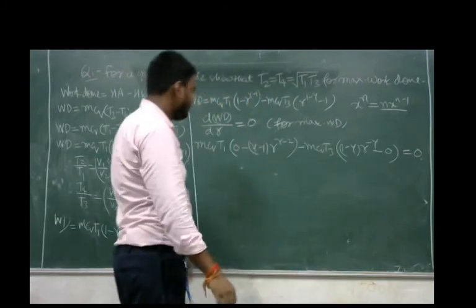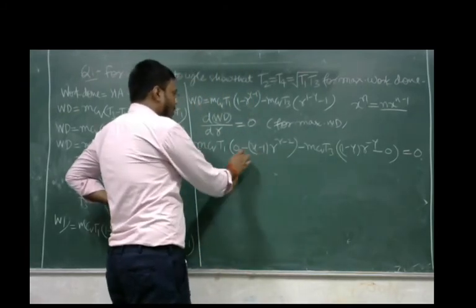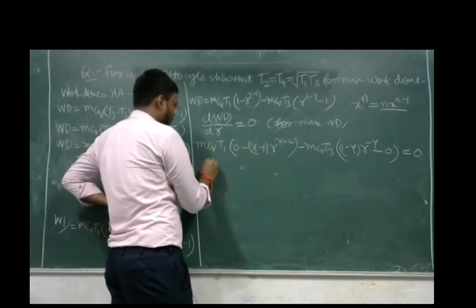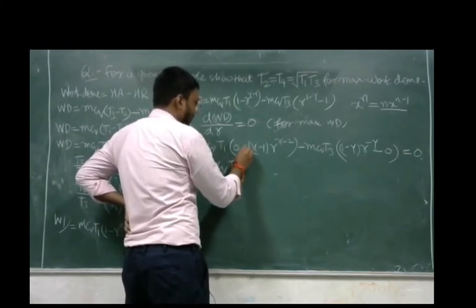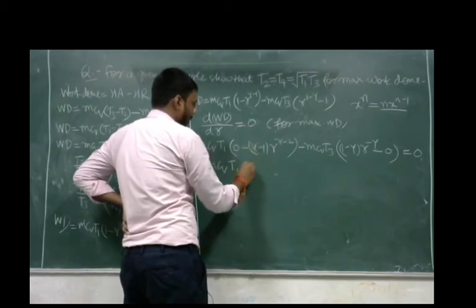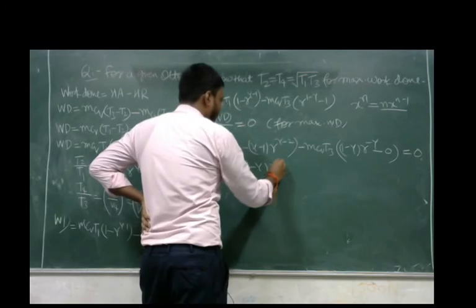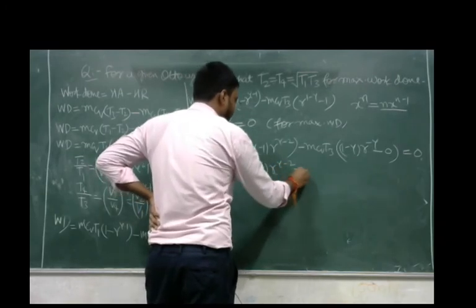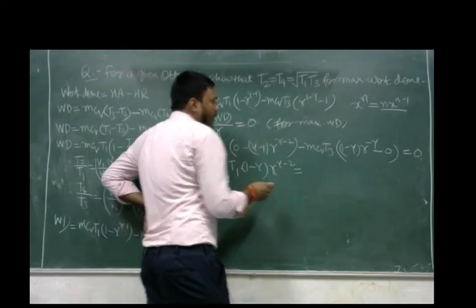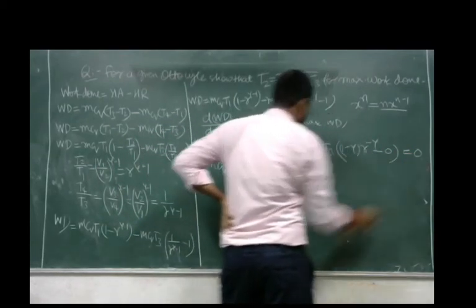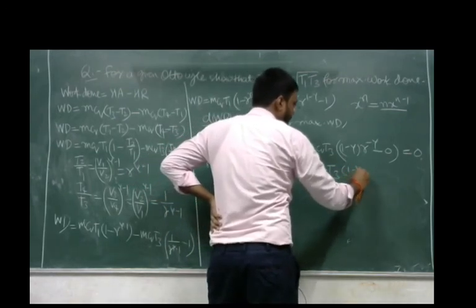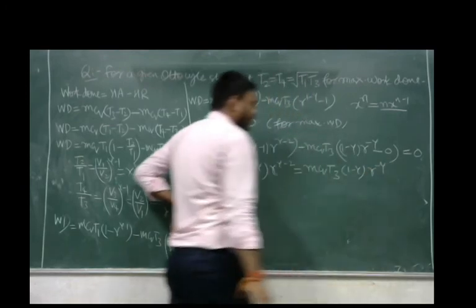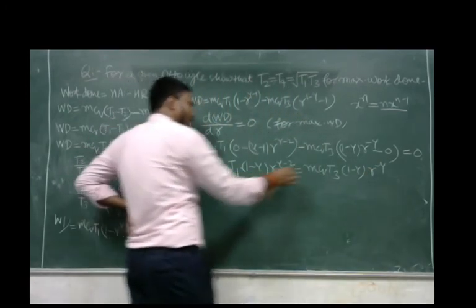Okay, now simplify this equation. So we get m cv t1, and here multiply by minus in this bracket. So we'll get 1 minus gamma r to power gamma minus 2. Okay, and transfer this value to the right hand side. So we get m cv t3 within bracket 1 minus gamma r to power minus gamma. Okay, so MCV and MCV cancel out.